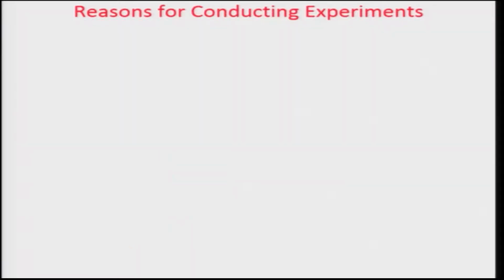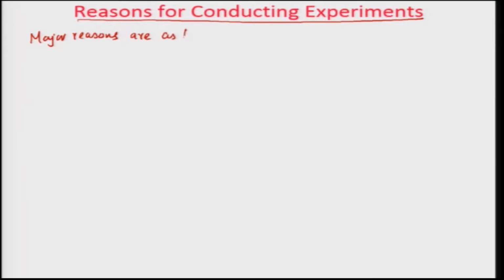Okay. So, why do we conduct experiments? We have talked about experimentation and different types of variables. There are many reasons for conducting experiments. You can give a million reasons, but the major reasons which are of relevance to us in this course are as follows. I would say we have about four major reasons, and we will go through each one of them.